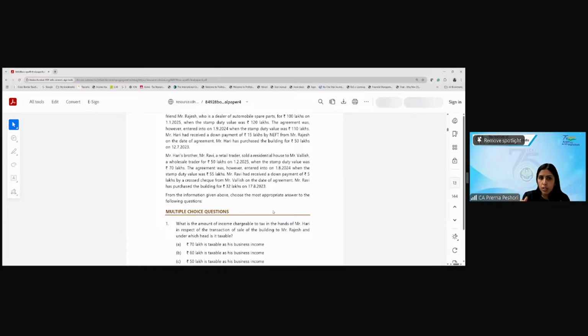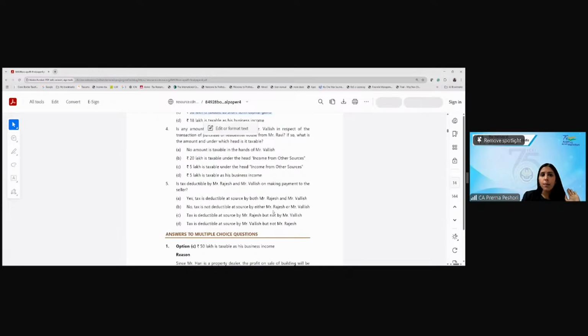Now here you need to look at stamp duty value 70 lakh and he has paid 50 lakh. So 20 lakh is the inadequate consideration. Now whether this 20 lakh exceeds 50,000? Yes. Whether it exceeds 10% of the sale consideration? Yes. So therefore the differential amount 20 lakh will be taxable under 56(2)(x) under income from other sources.